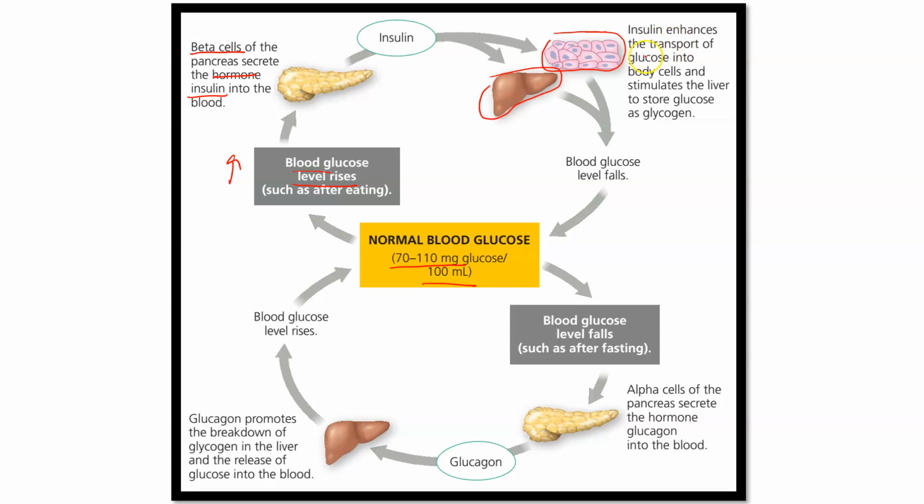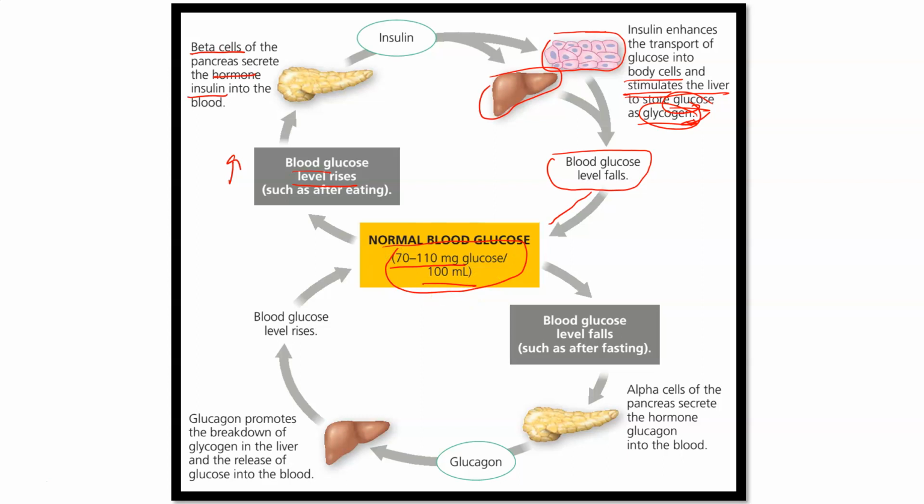Okay, so insulin enhances the transport of glucose into body cells and stimulates the liver cell to store glucose as glycogen. Stimulate, dia bukan enzim yang akan cantumkan glucose jadi glycogen. Dia instruct, okay? It sends information to the target cells to cause glucose to be converted to glycogen, okay? Stored as glycogen. So therefore blood glucose level falls to the normal set point, 70 to 100, okay?